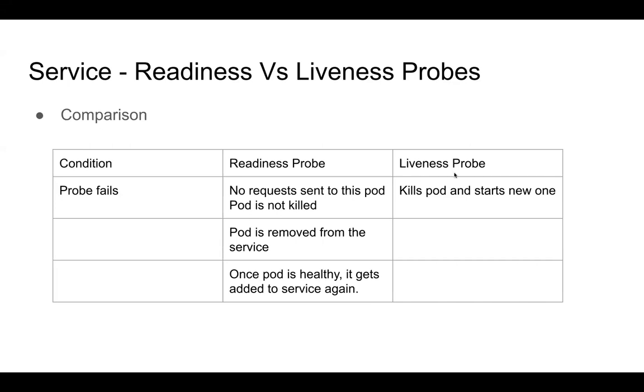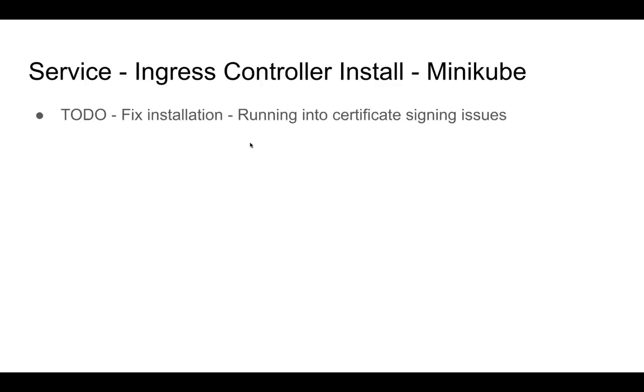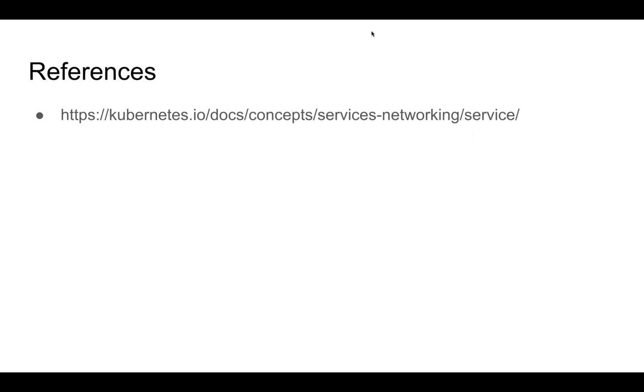With the liveness probe, if it fails, the pod will be killed, and Kubernetes will start a new pod for that. That's the difference between the readiness probe and the liveness probe. You can see more on both on this link. So I think that's about it.